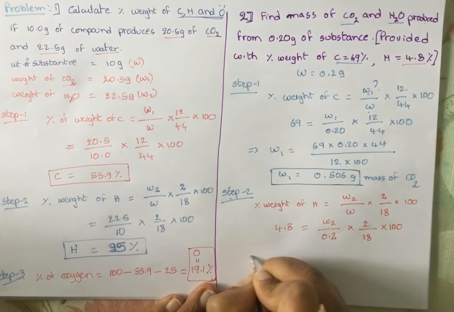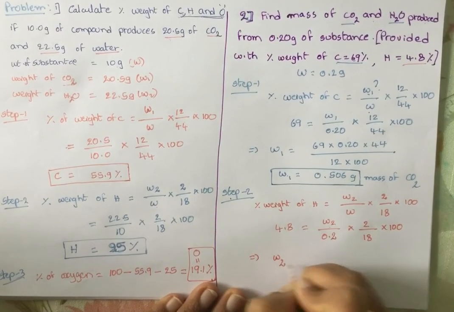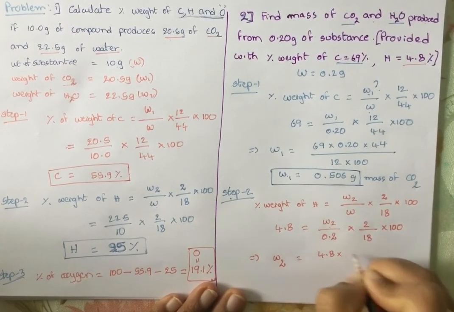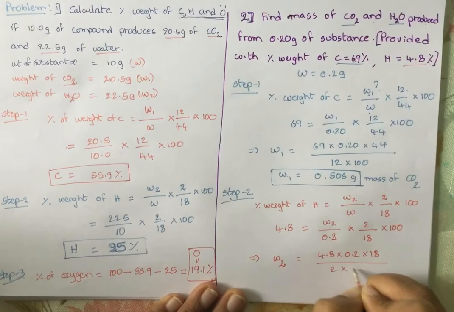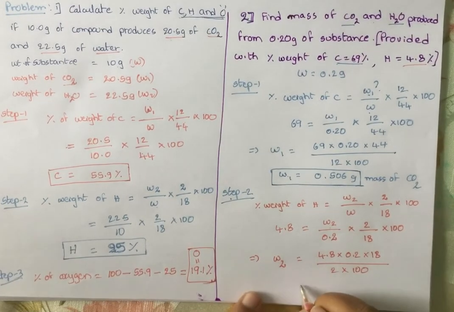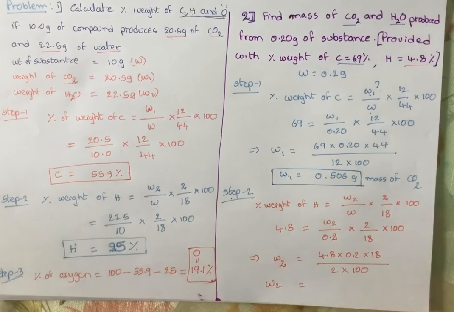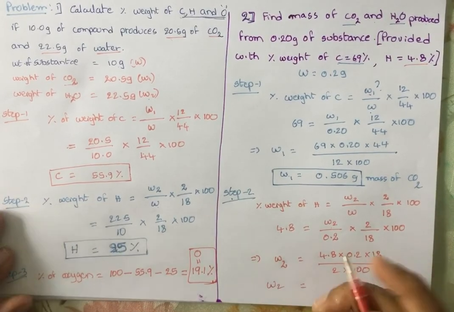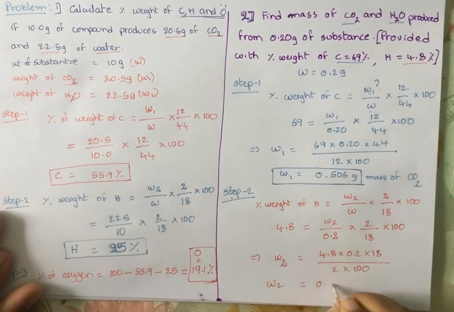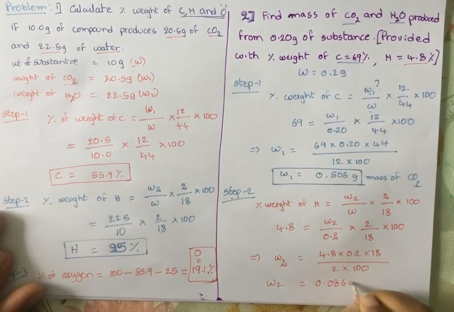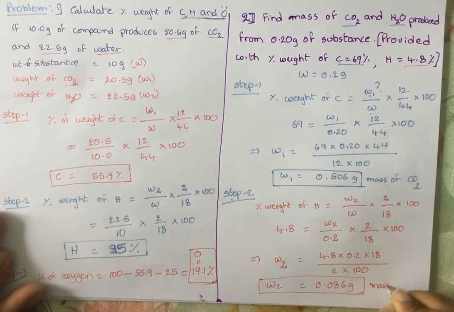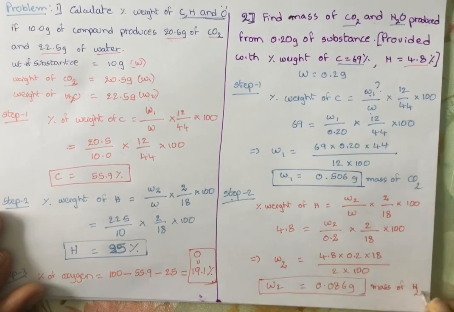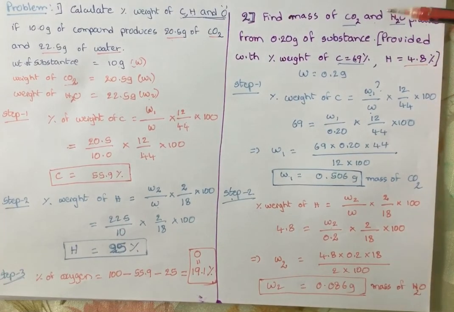Now rearrange the terms because I want to find W2. W2 is equal to 4.8 into 0.2 into 18 divided by 2 into 100. If you simplify this, you are going to get the answer W2 that is equal to 0.086 grams. What is this W2? W2 is nothing but mass of water or weight of water, H2O. So these are the two answers that they asked in the question: find mass of CO2 and H2O produced.